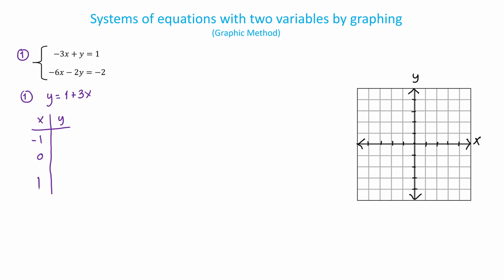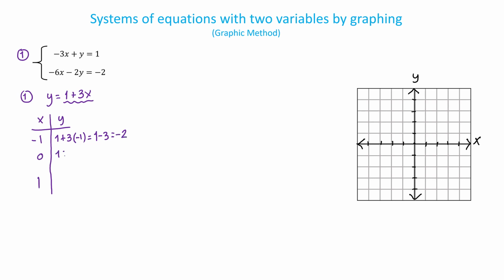Okay, so when x is minus 1, let's substitute in the equation that we cleared for y. So y is 1 plus 3 times x, which is minus 1. Now 1 plus 3 times minus 1 is minus 3. So it's actually 1 minus 3 that gives us negative 2.